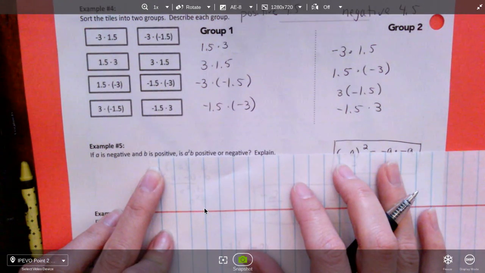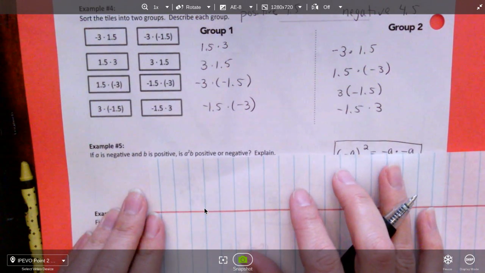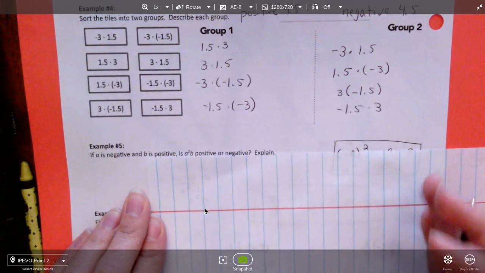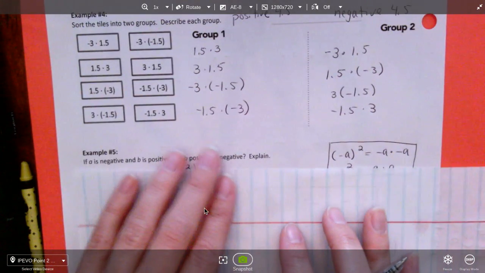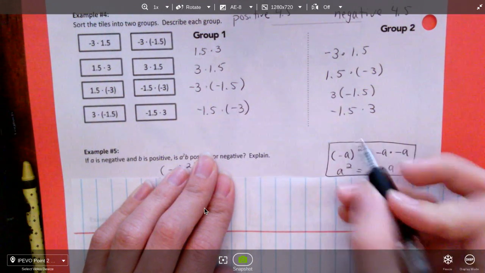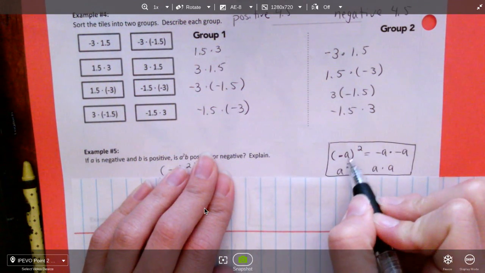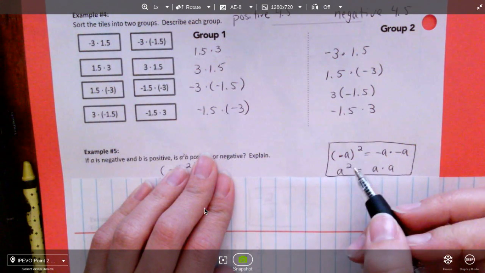Instead of assigning numbers here, I'm actually going to solve this algebraically. So again, just bear with me. Over on the side here, I've written that if I was to take negative a, this is a negative sign, and square it, notice I'm putting parentheses around the negative a because I'm trying to keep that negative sign safe.